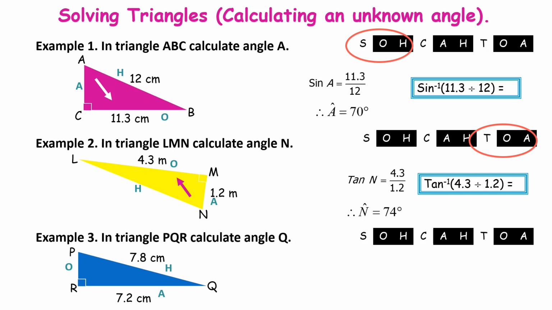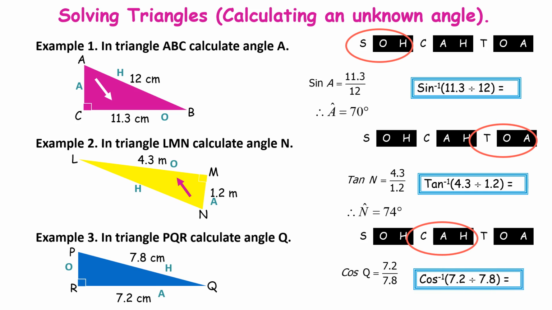We've been given the adjacent side and the hypotenuse, and cos is the function that works with adjacent and hypotenuse. So cos of Q is going to be the adjacent side, so 7,2 over the hypotenuse, which is 7,8. And on my calculator, we're going to type shift cos, not just cos, we're going to go shift cos of 7,2 over 7,8, or 7,2 divided by 7,8, and we end up with Q is equal to 23 degrees.